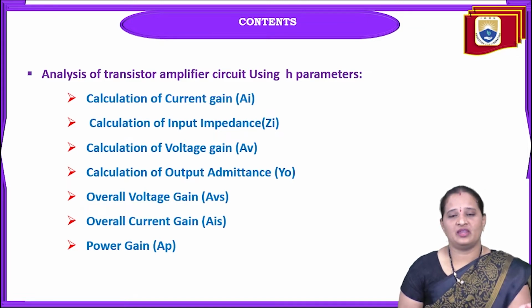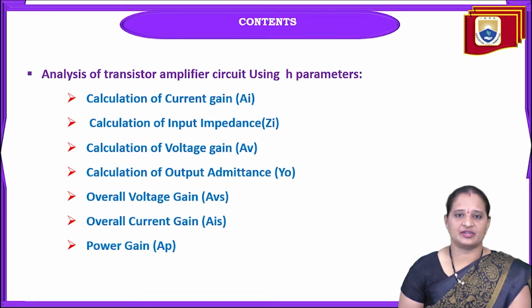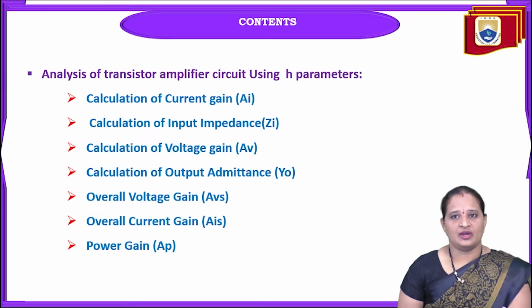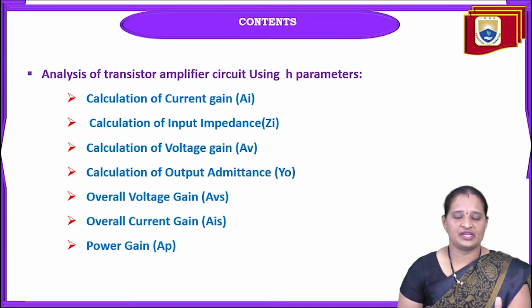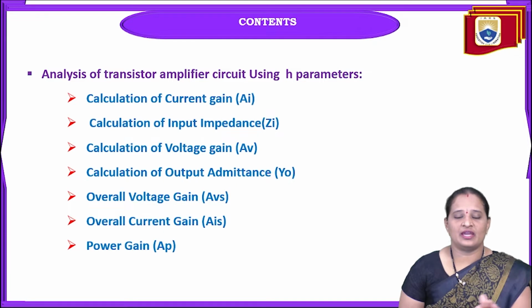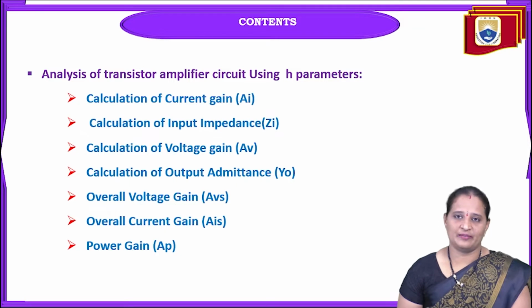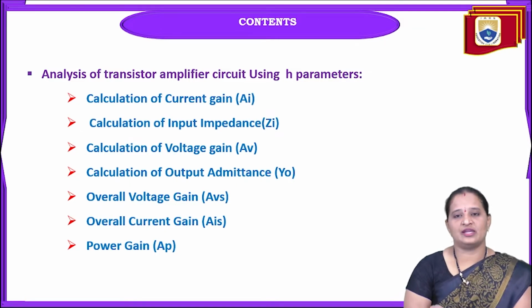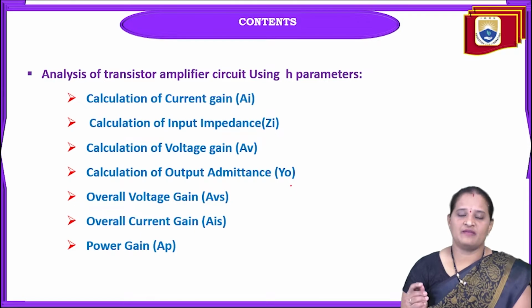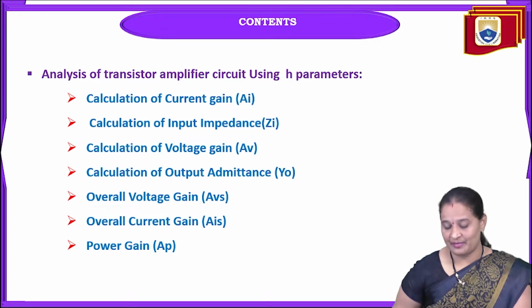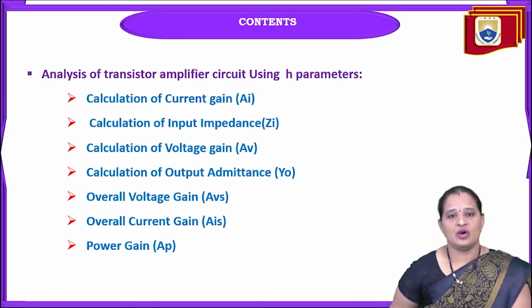the calculation of various characteristic parameters of the transistor amplifier circuit, like calculation of current gain and input impedance, calculation of voltage gain, calculation of output admittance, the calculation of overall voltage gain AVS and overall current gain AIS, and also the power gain of the amplifier, that is AP. So we'll see the calculation of all these characteristic parameters by which the performance of the amplifier can be analyzed using the hybrid parameter model, that is the H parameter model.